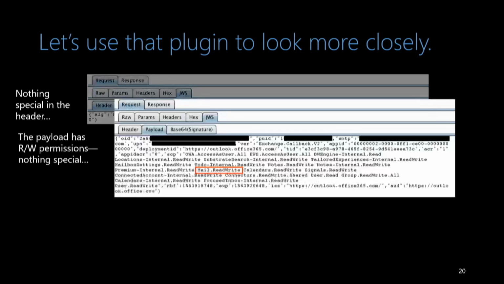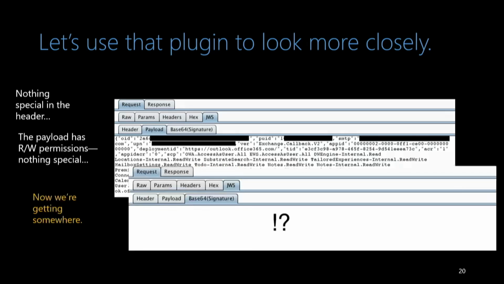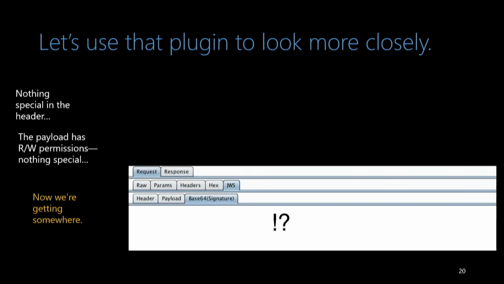So this is the next payload. The payload of this JWT is nothing special again, but something special about this is that it has mail read write permission. So this is a very powerful JWT. And finally, we can see that the base64 signature part of this JWT has nothing. It means that this JWT is unsigned.